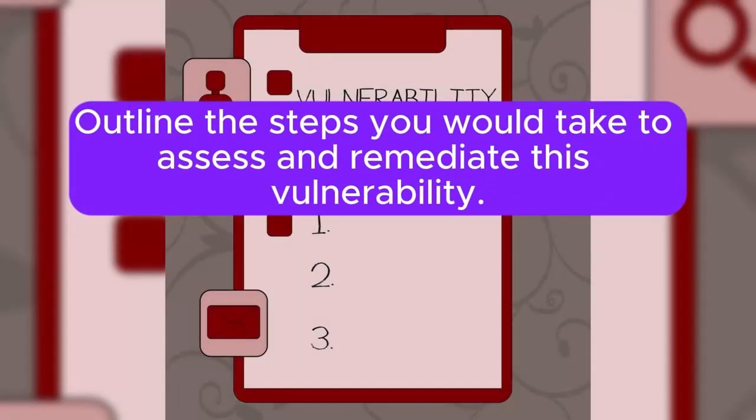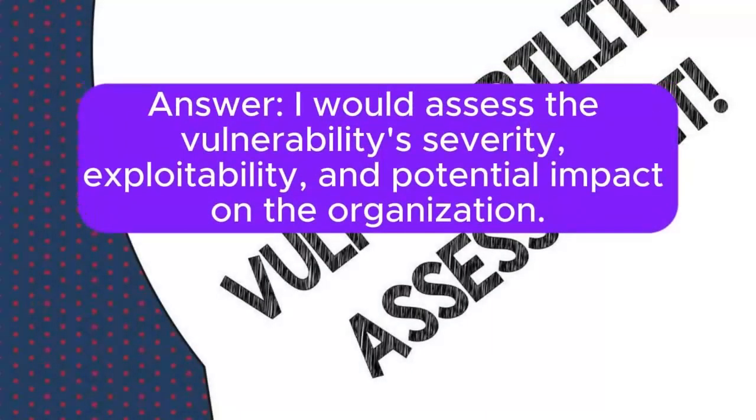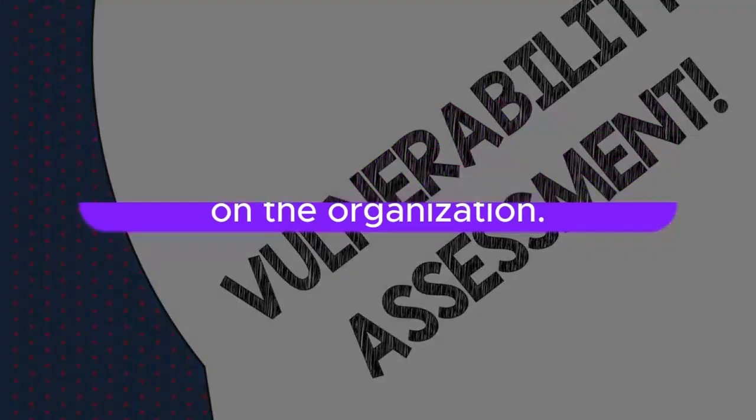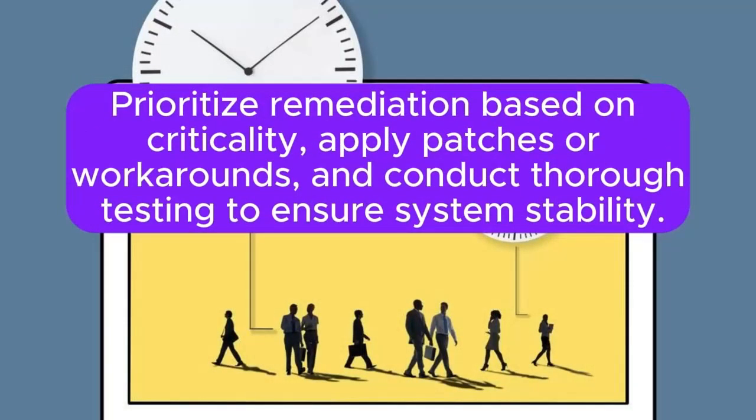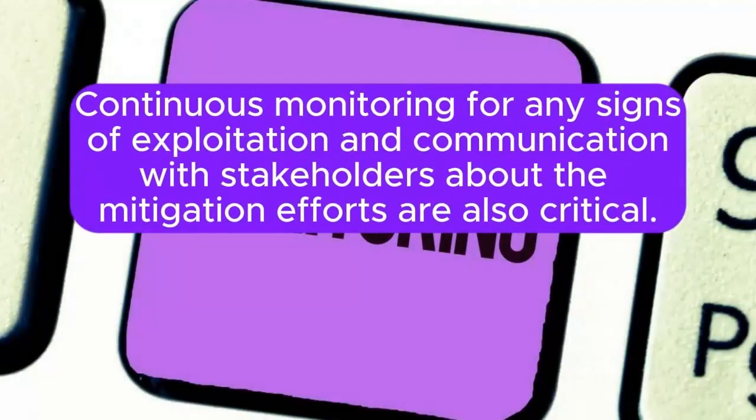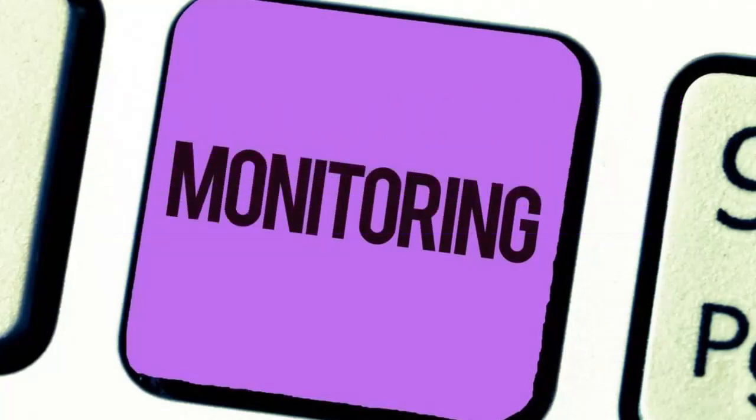11. Scenario: a new vulnerability is discovered in a widely used software across the organization. Outline the steps you would take to assess and remediate this vulnerability. Answer: I would assess the vulnerability's severity, exploitability, and potential impact on the organization. Prioritize remediation based on criticality, apply patches or workarounds, and conduct thorough testing to ensure system stability. Continuous monitoring for any signs of exploitation and communication with stakeholders about the mitigation efforts are also critical.